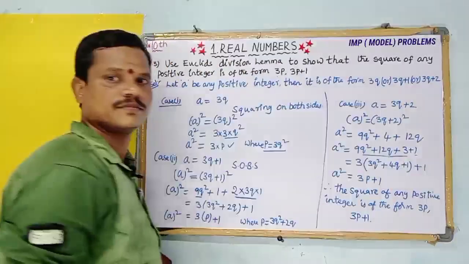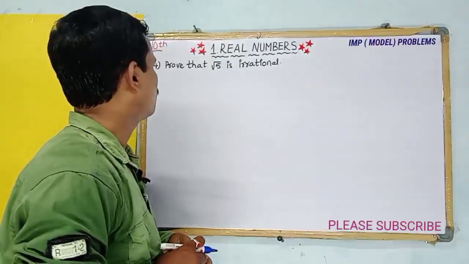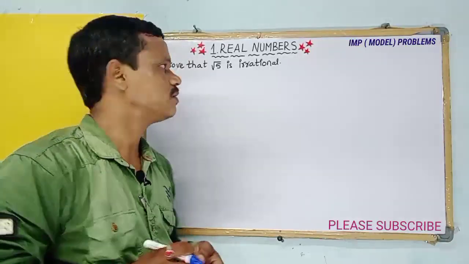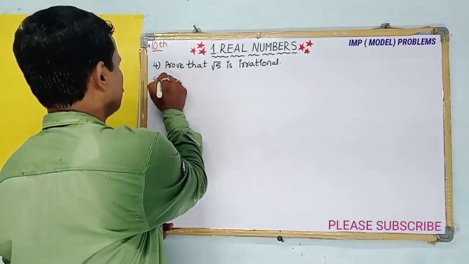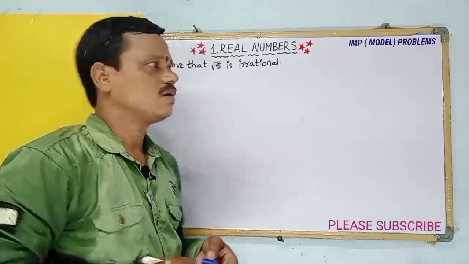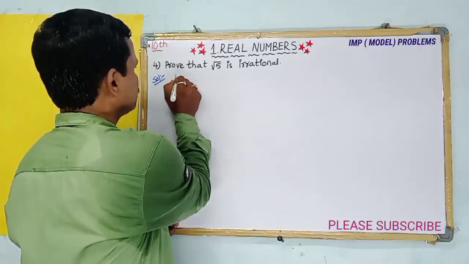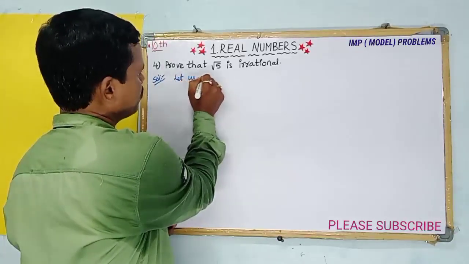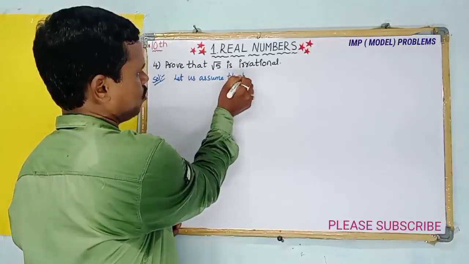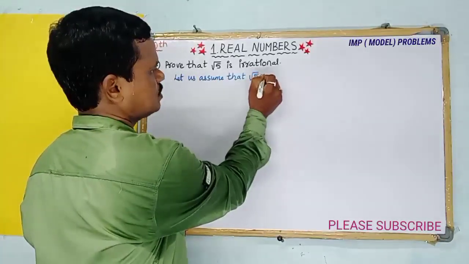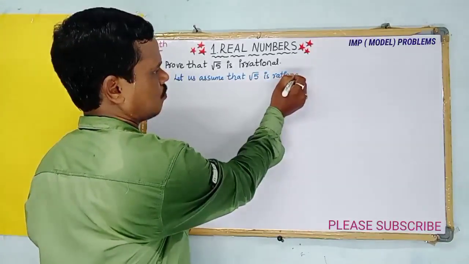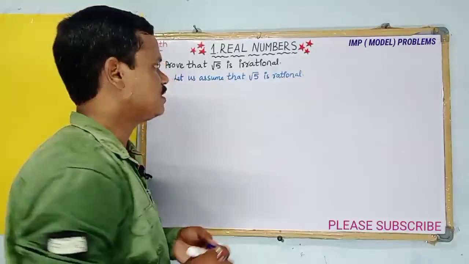Okay. Fourth problem, prove that root 5 is irrational. Okay. Solution, this can be proved in a contrary way. Okay, now let us, contrary means let us assume that root 5 is rational.